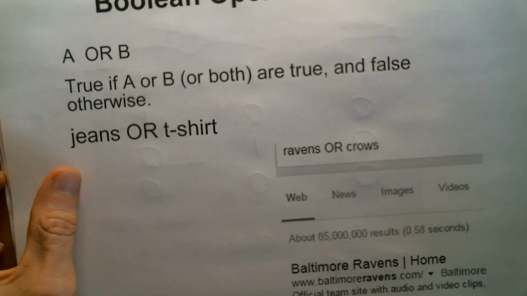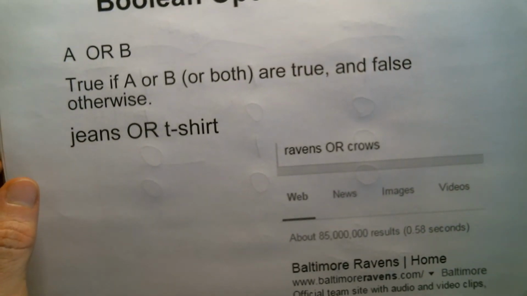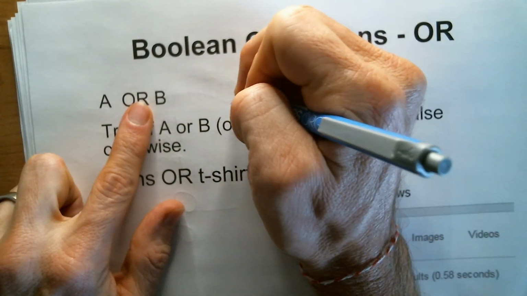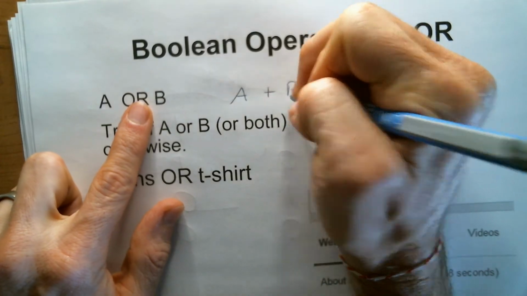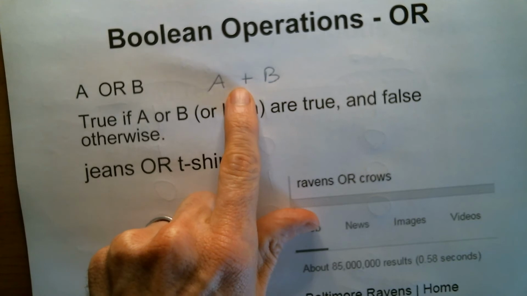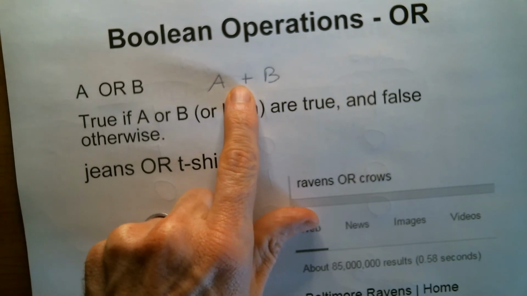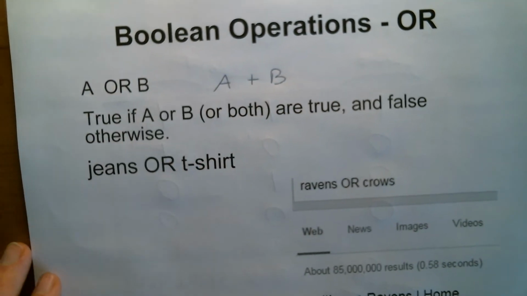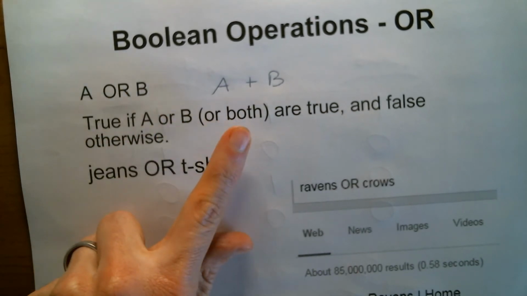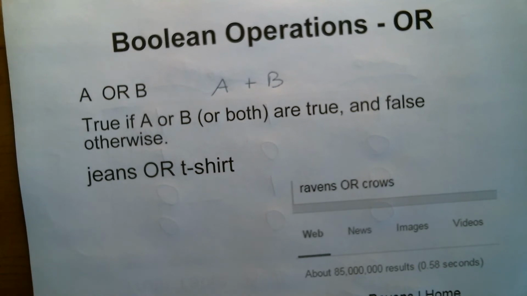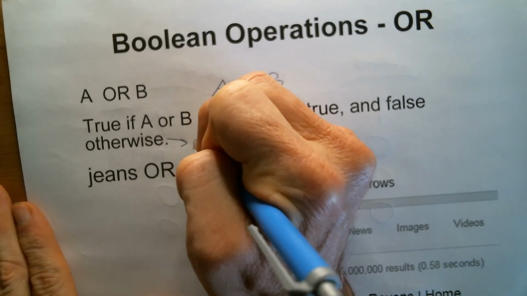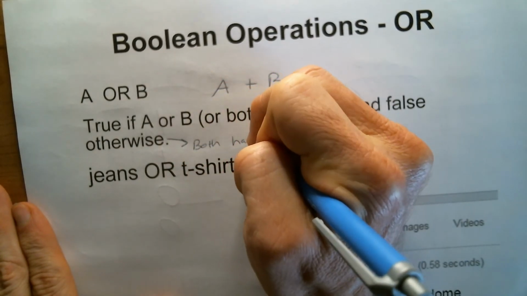So moving on to the OR. All right, A or B. A lot of times we'll write this as A plus B. All right, so you might see it like this. You might see it like this, but you should know that plus is the OR, multiplication is the AND. All right, it is true if A or B, or both, are true, and false otherwise. So false otherwise basically implies both have to be false.